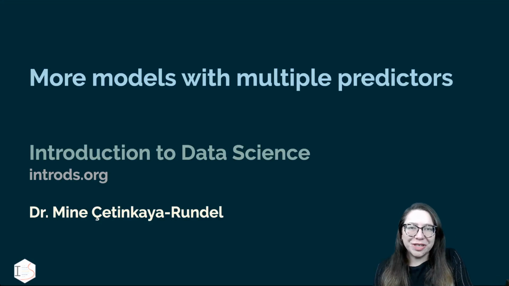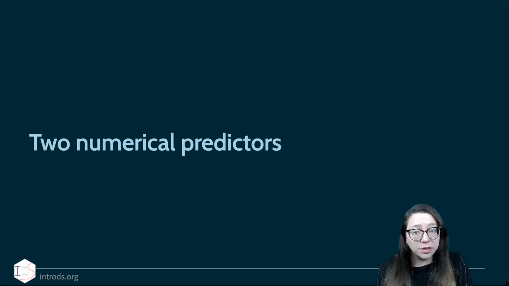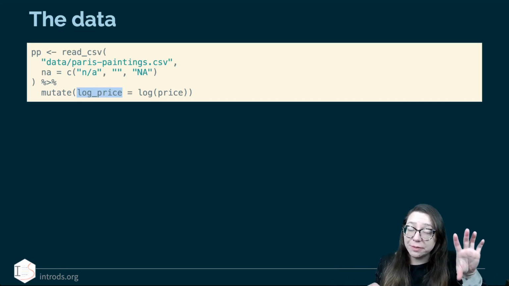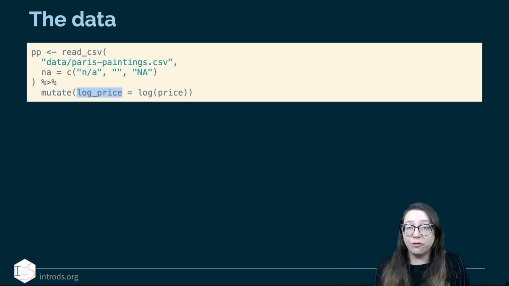In this video, we're going to continue our discussion on linear models with multiple predictors, and we're going to start with a model with two numerical predictors, going back to our Paris paintings data set. And one thing I'm doing here as I read in the data is I'm creating a new variable called log price. Remember that in an earlier video, we talked about how the relationship between price and many of the other variables was fan-shaped. And also the distribution of price was quite right skewed. So that's why we're taking the log, and that's what we're going to use as our response variable.